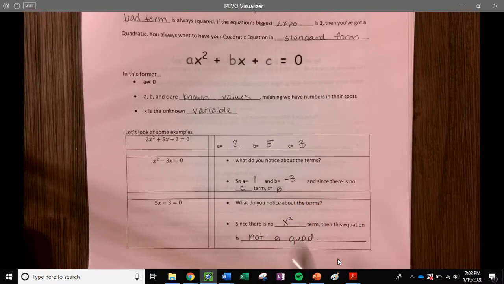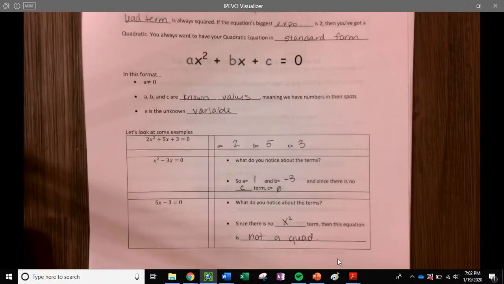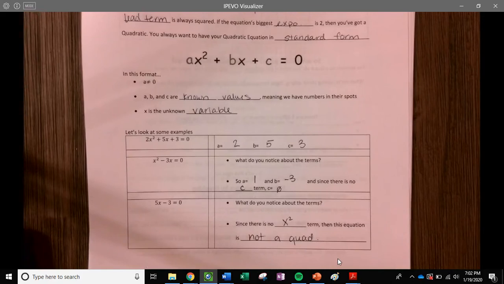Okay? You have to have that squared variable at the lead of the equation, or once you get it into standard format, at the lead of the equation. You might not be given that format, but you've done some rearranging. That must be the highest degree exponent in this equation in order for it to qualify as a quadratic. If you don't have an x squared, it's not a quadratic.